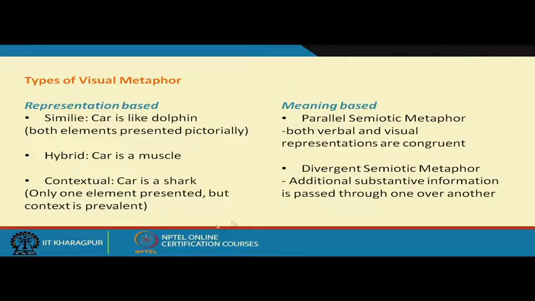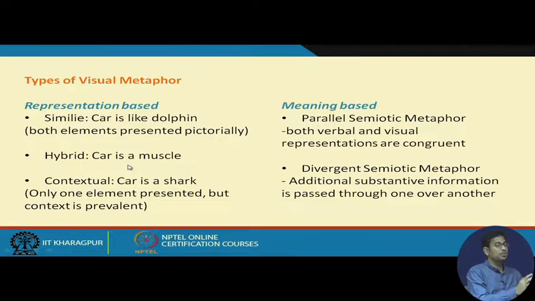So, here you can see the text and image, how they are interacting with each other and forming the metaphor. And then of course, you have a hybrid where the card is like a muscle, where both the elements are present, but they are fused together. And then this is a representation based metaphorical context, and then you have a meaning based metaphorical context.